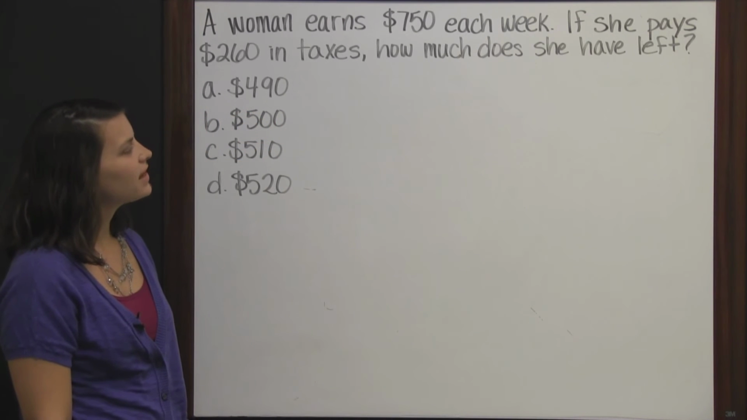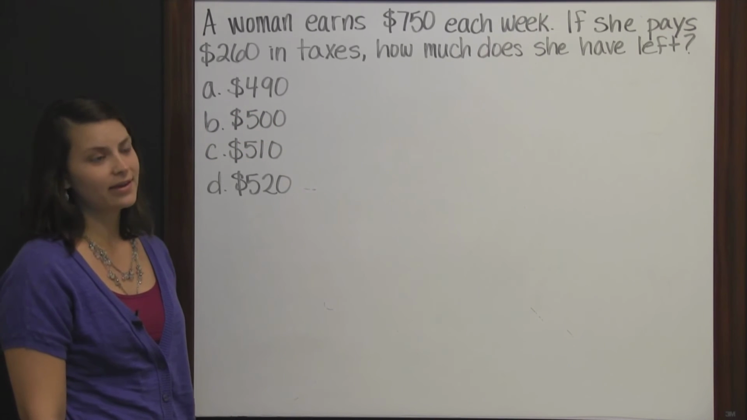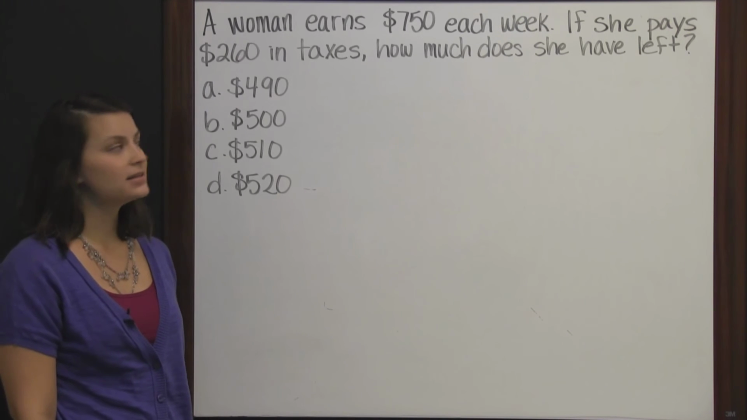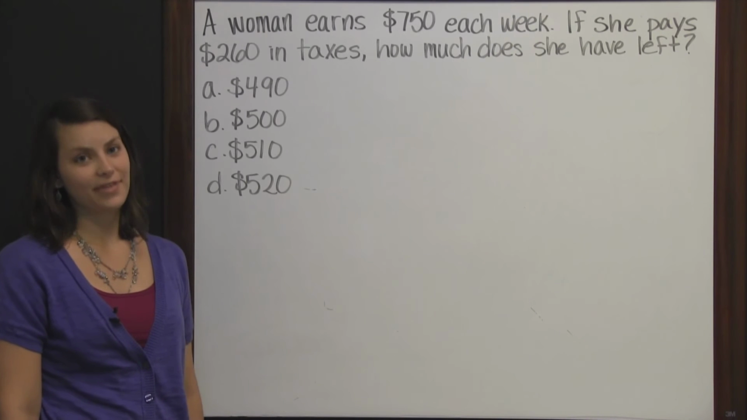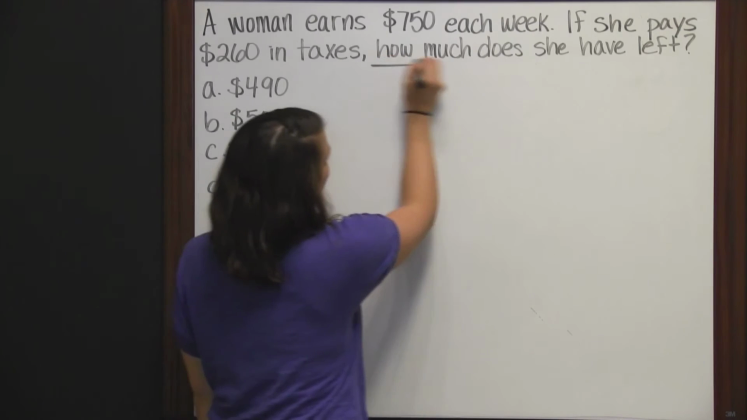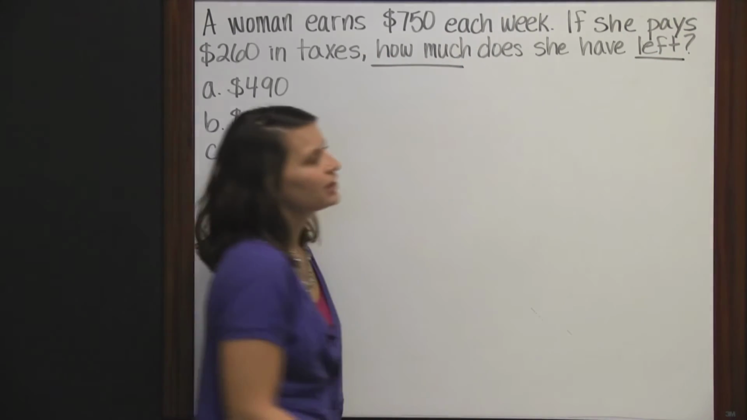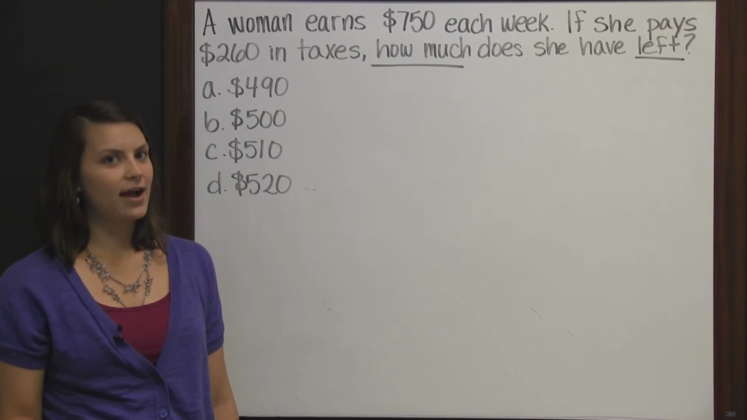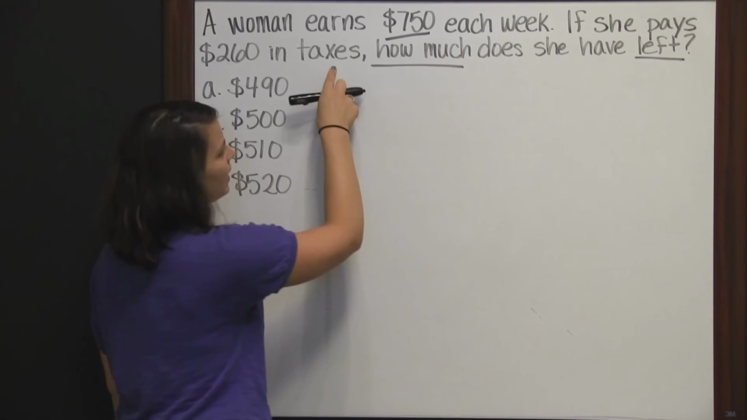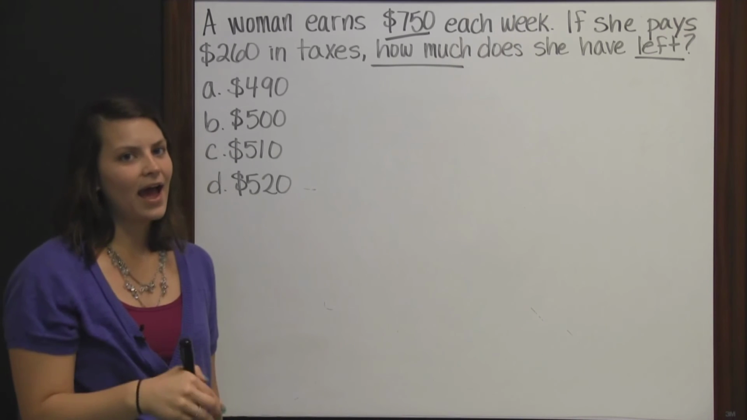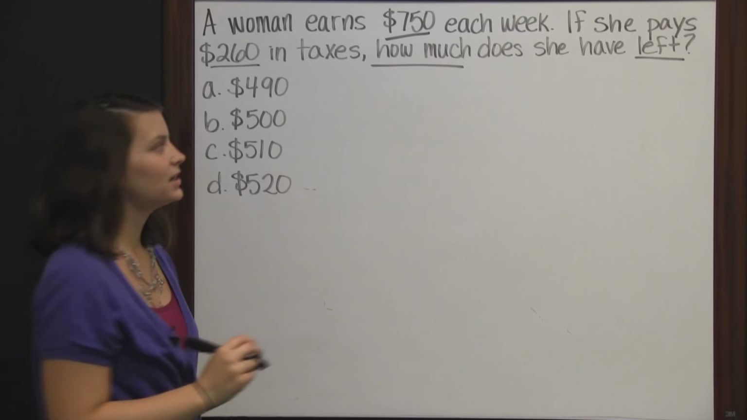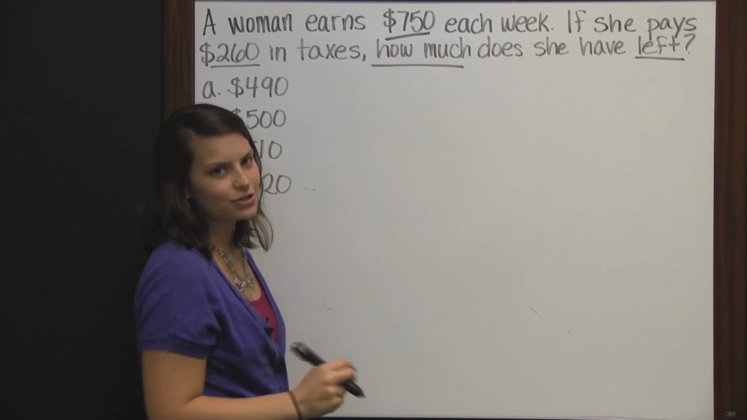A woman earns $750 each week. If she pays $260 in taxes, how much does she have left? Now, this phrase right here, how much is left, tells you that you need to subtract. She gets paid $750, but taxes, that's money that's taken out of her check. So we need to subtract 260 from 750.